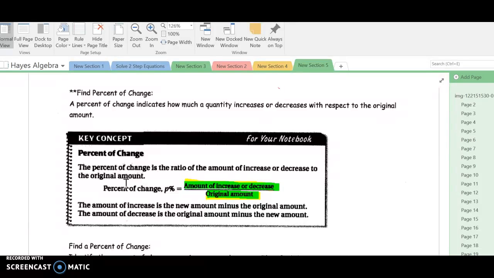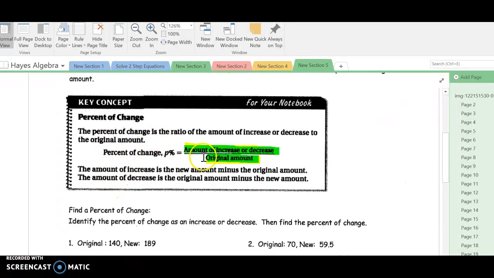And the reason we use it is because if you have a $200,000 house that increases $40,000, or you have a $100,000 house that increases $40,000, which one's a better value? Well, when you look at the values already high, we look at the percent increase to determine which one was a better bang for the buck. All right. So percent change indicates how much a quantity increases or decreases with respect to the original amount.